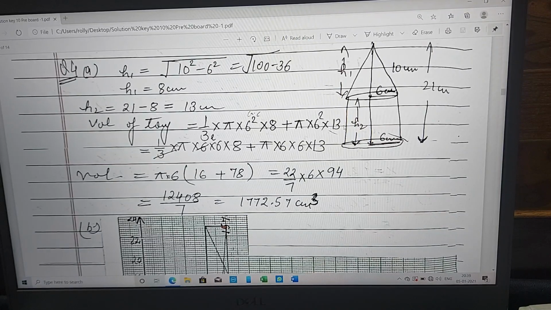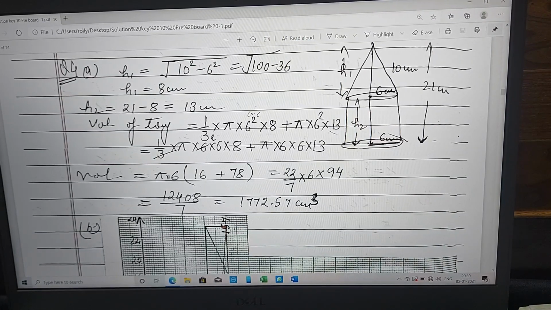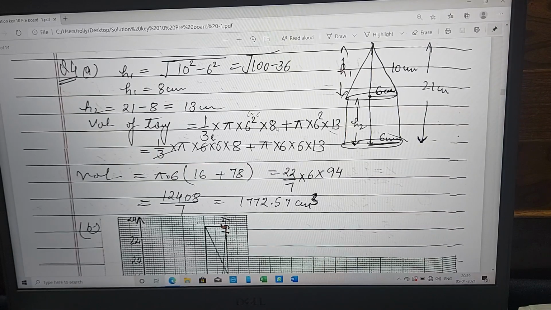Then to calculate the volume, the conical part will be 1 upon 3 pi r square h, and the cylindrical part is pi r square h. The radius is the same, 6 and 6. The conical part has height 8 and the cylindrical part has height 13.